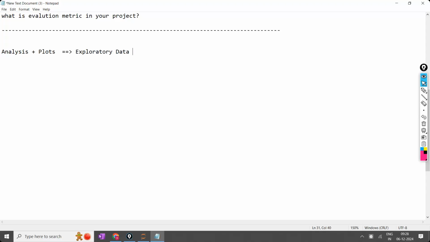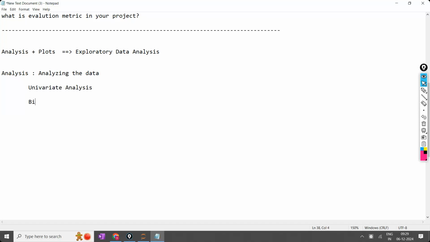Exploratory data analysis. Exclusively only analysis is called analyzing the data. In this we have univariate analysis. Univariate means considering a single variable and doing some analysis on that single variable. It is called univariate analysis.